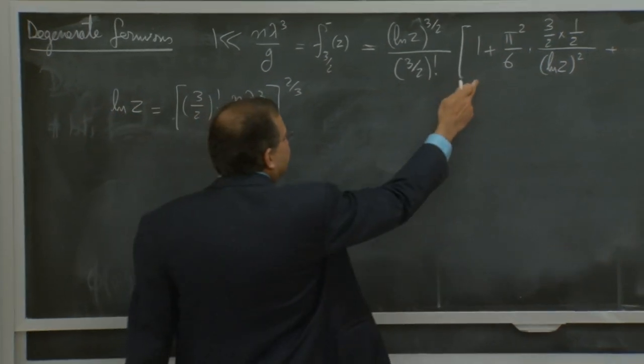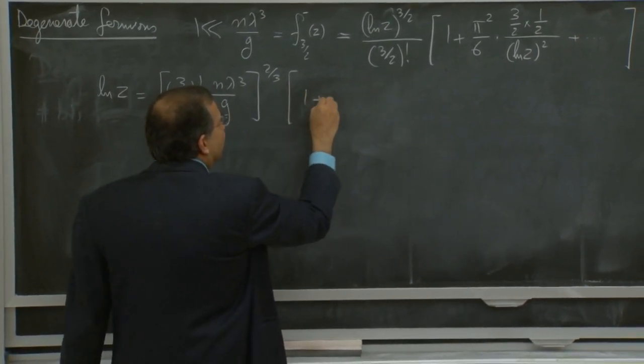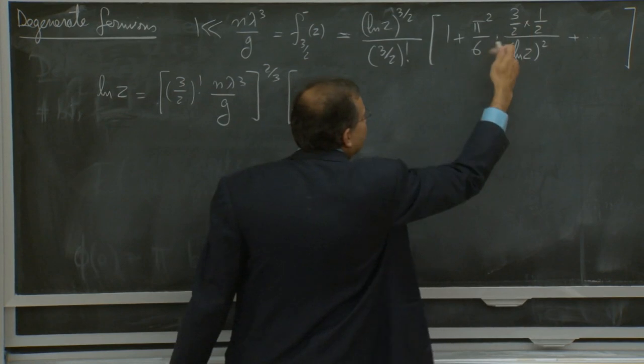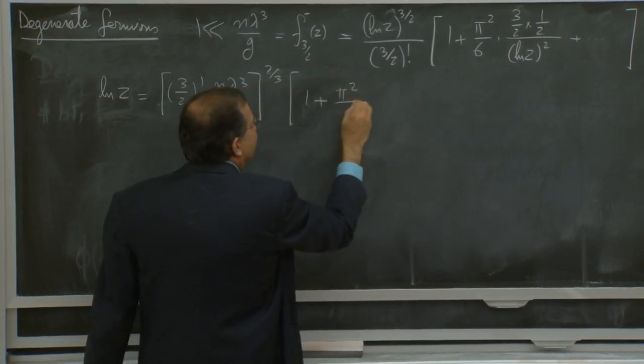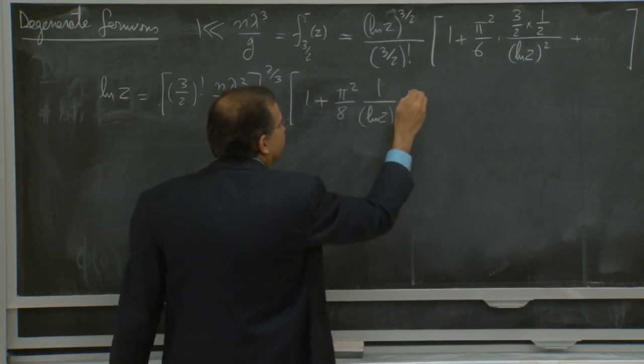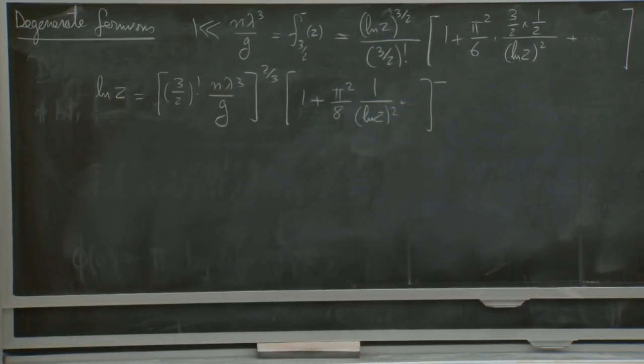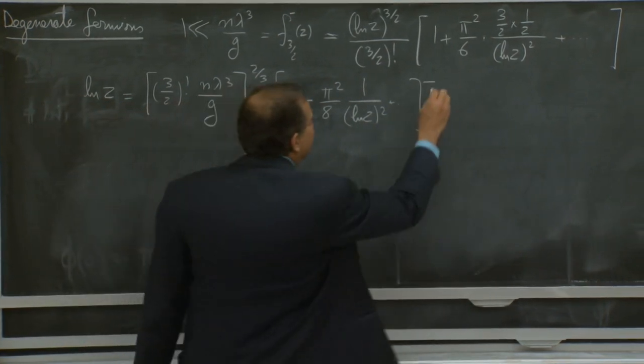But then I have this correction. So I divide by this. So I have 1 plus this combination, which is equivalent to pi squared over 8, 1 over log z squared. I have taken it to the other side, so I put the minus sign and raise again to the 2/3 power.